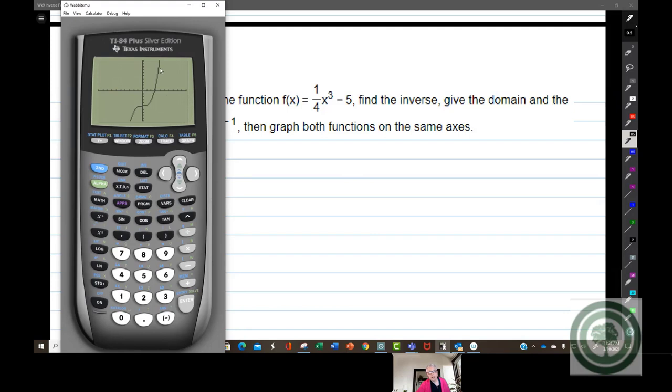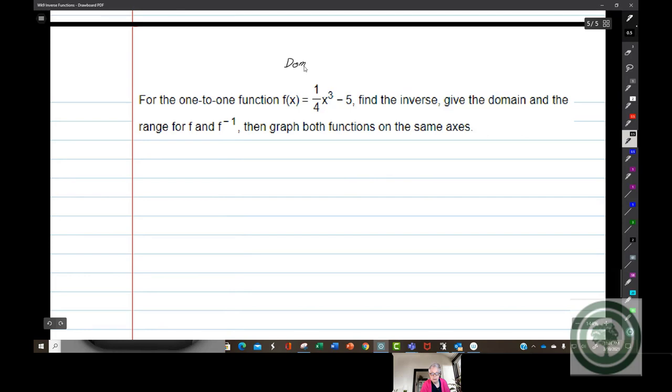Yes, it is 1-to-1, and that's it. I mean, the domain of this, it's going to go to the left forever and the right forever. So the domain is negative infinity to positive infinity. The range is negative infinity to positive infinity because it goes down forever and up forever. So let's write that down now. Domain, negative infinity all the way to the left, to positive infinity all the way to the right. The range goes from negative infinity all the way down to positive infinity all the way up. So I guess that would be D and U, down and up.